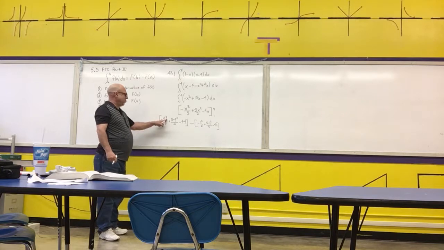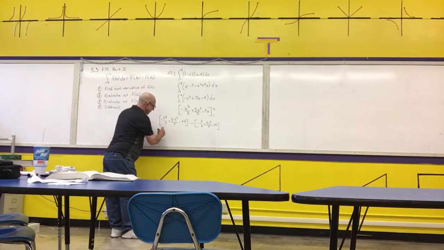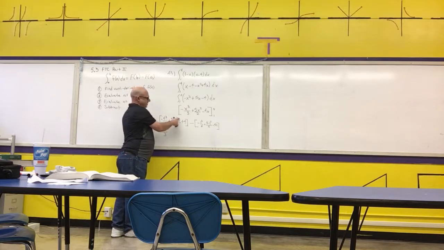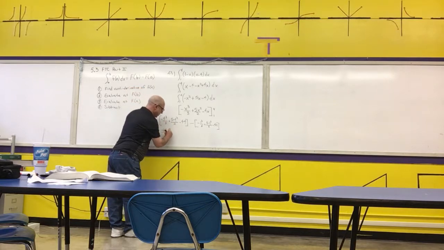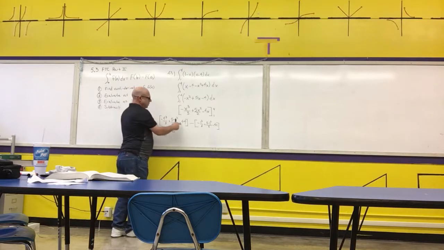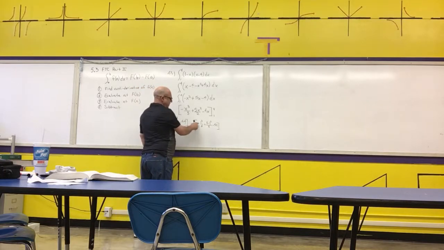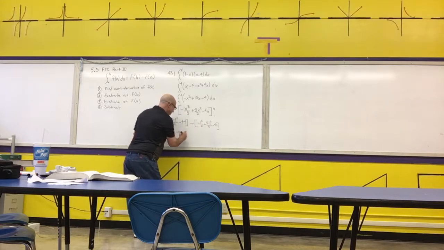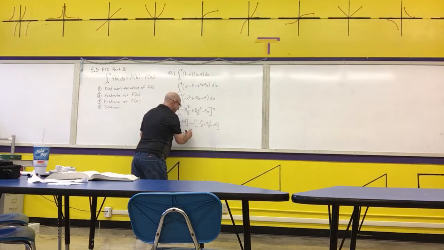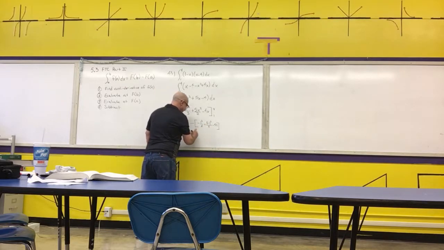4 cubed is 64, so I get negative 64 thirds here. That would be 4 squared is 16. 16 divided by 2 is 8. 8 times 5 is 40. Minus 16. This would be negative times a negative, so this would be a positive 1/3. Minus 5/2. Minus times a minus is a positive, so this would be plus 4.